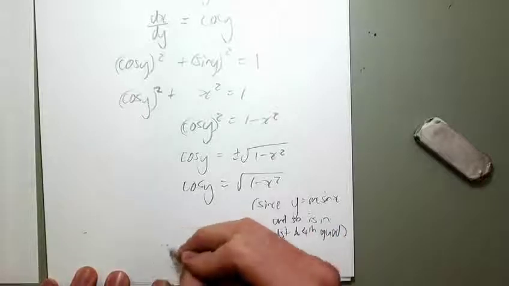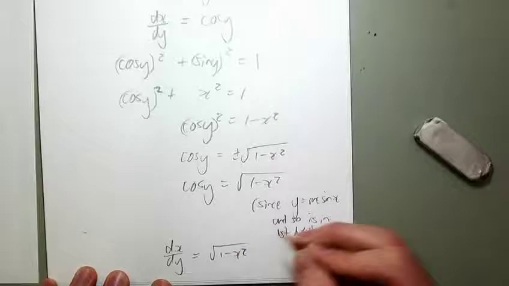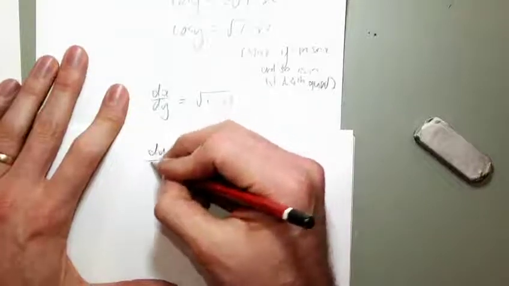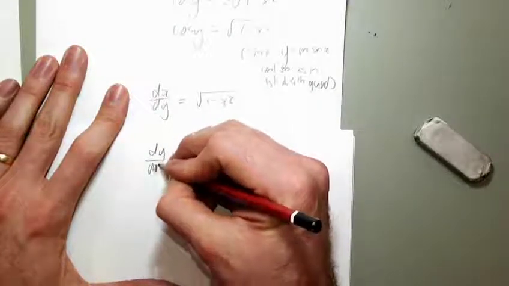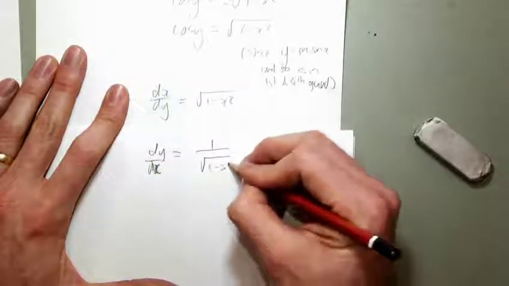And so therefore, dx on dy is root 1 minus x squared, and so dy on dx is 1 over root 1 minus x squared. So that's the proof that arcsine's derivative is 1 over root 1 minus x squared.